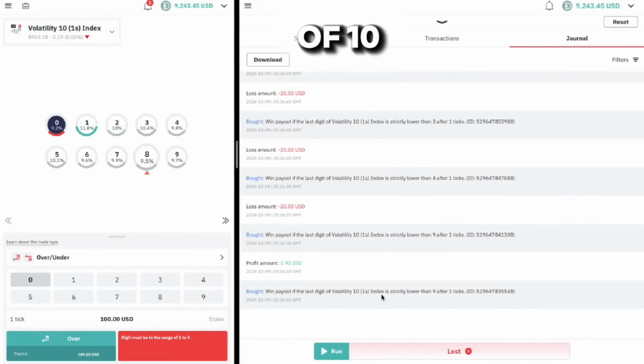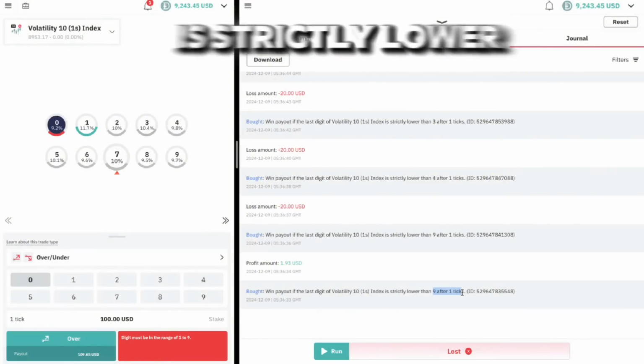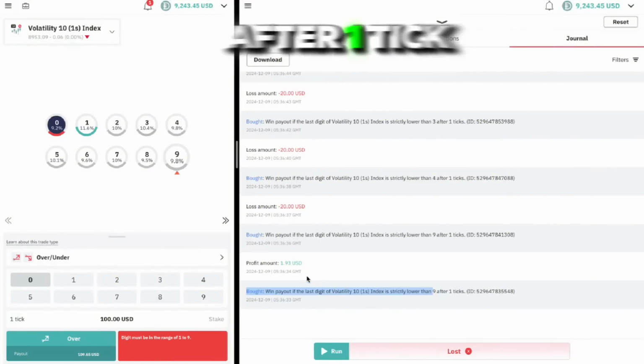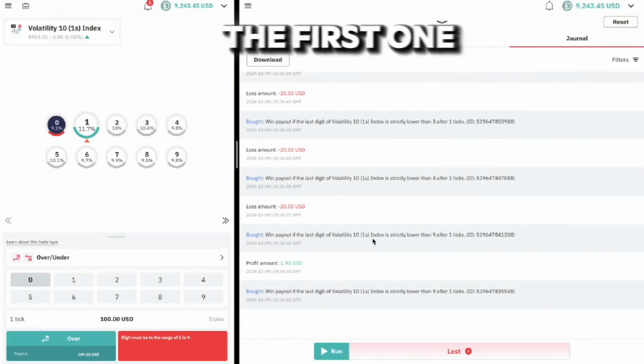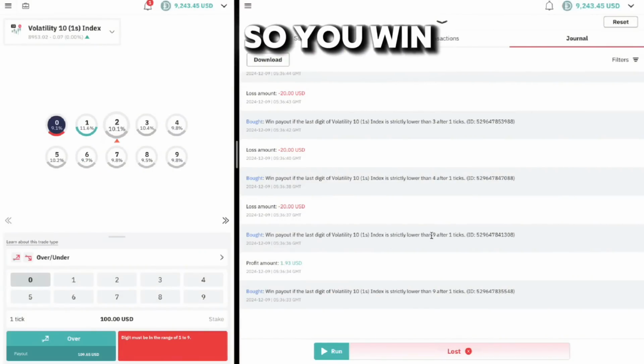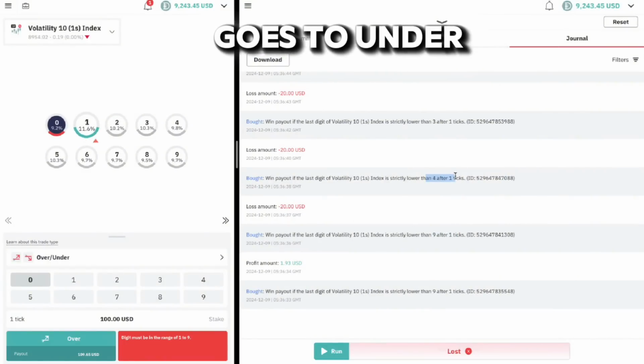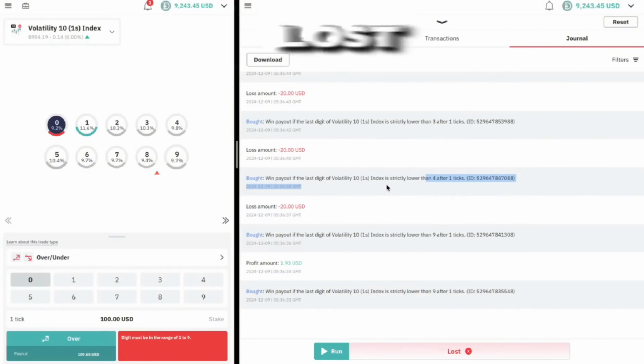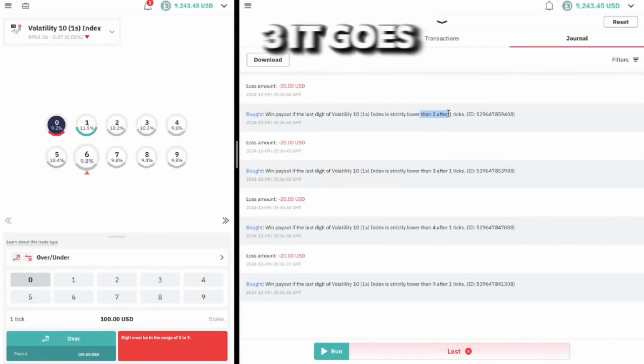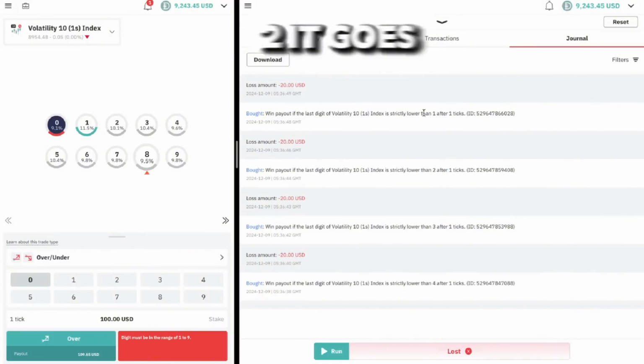So if the win payout of the 10 1s index is strictly lower than 9 after 1 tick, you'll win. So you won the first one. You lost, so you win, it's still on under 9. It loses, it goes to under 4, so that we recover all the amount we have lost. It loses under 4, it goes to under 3. It loses under 3, it goes to under 2. It loses under 2, it goes to under 1.